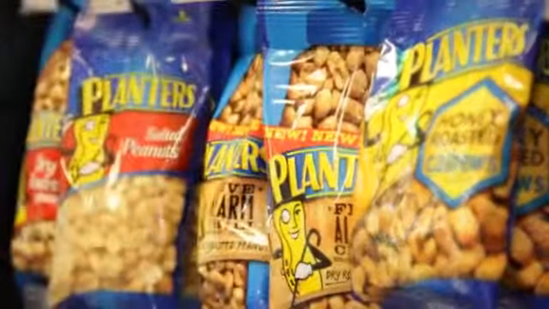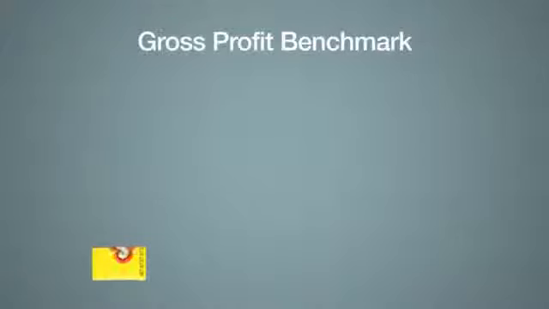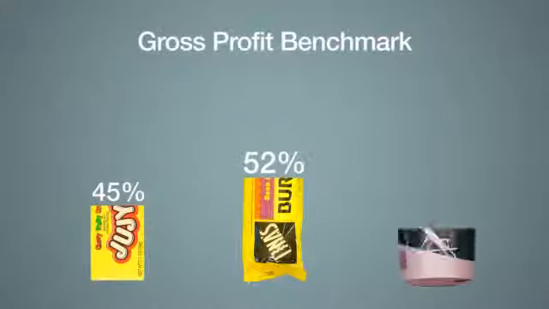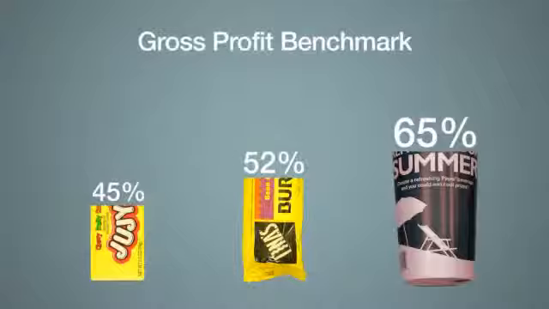Every merchandise category in your store has a gross profit benchmark, and the benchmark for candy can go as high as 45%. Prepared foods can bring up to 52%. Fountain drinks up to 65%.